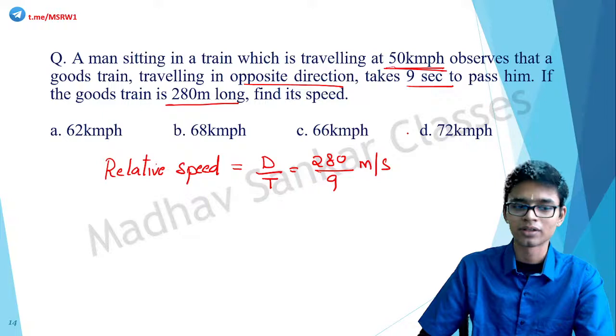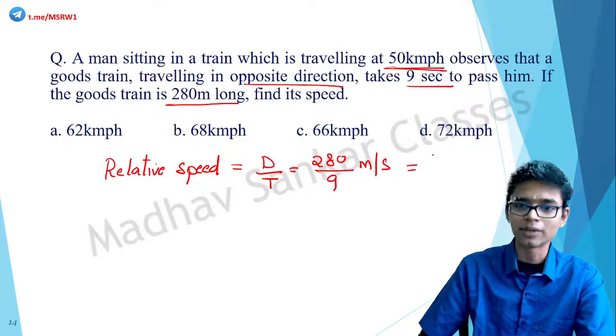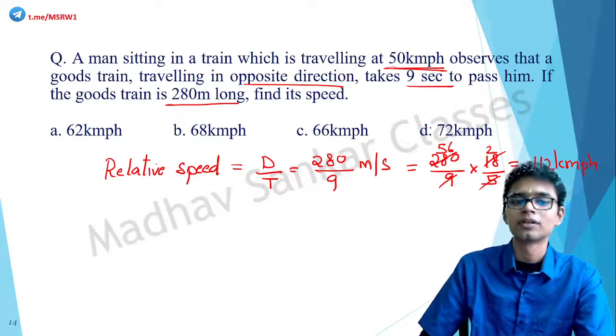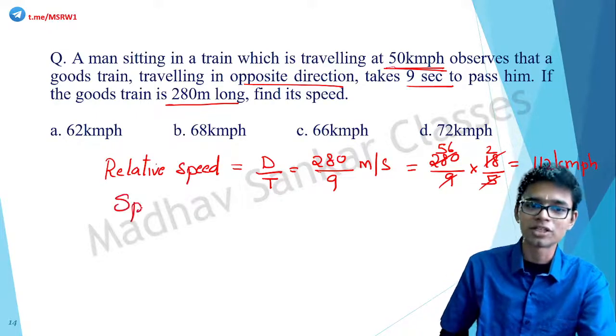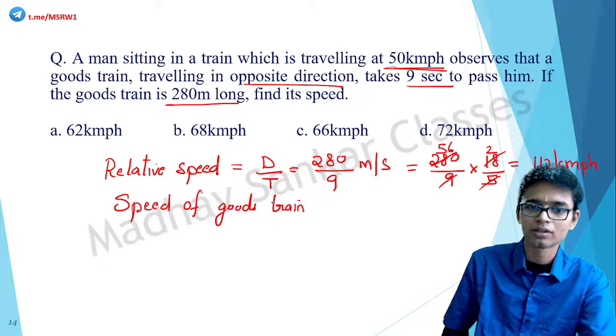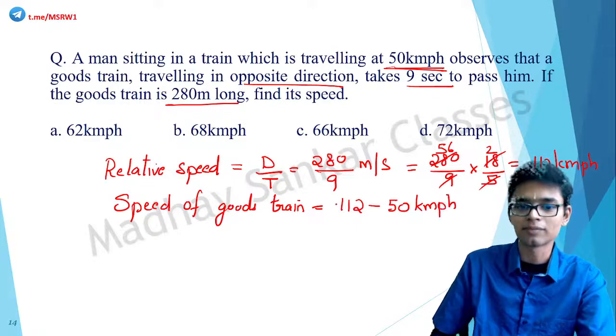Everything is given in the question. Correct? This is equal to, but the answer is in kilometers per hour, so we have to convert it into kilometers per hour. How do we do this? By simply multiplying by 18 by 5, which is equal to 112 kilometers per hour. Okay, so speed of the goods train is how much? Speed of goods train is equal to 112 minus 50 kilometers per hour.